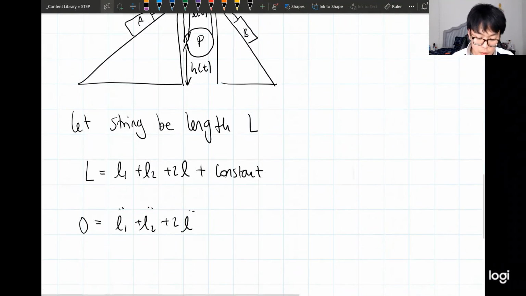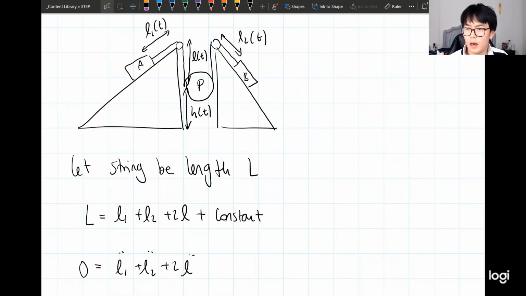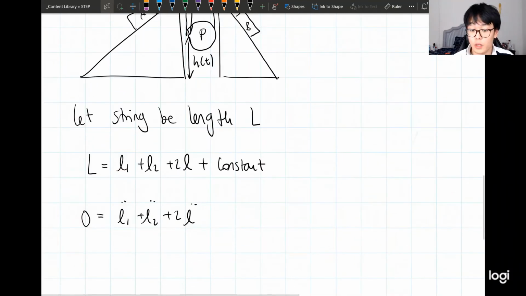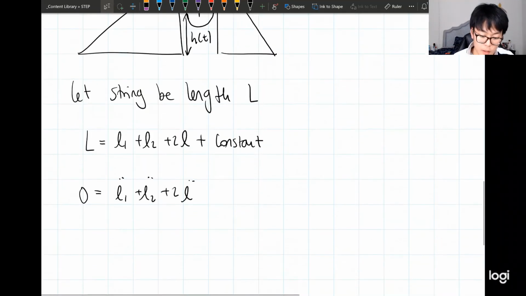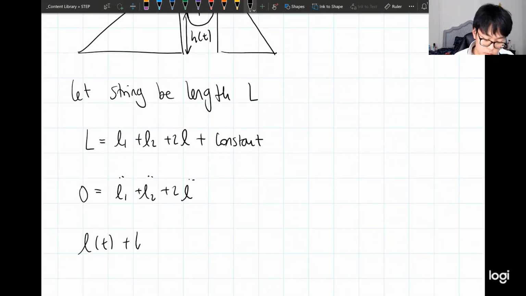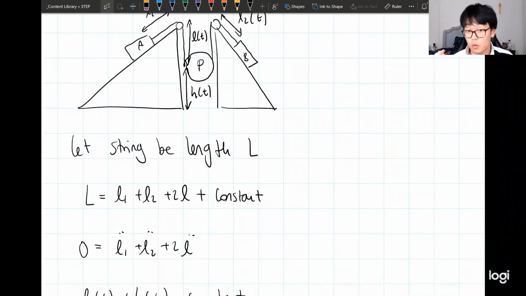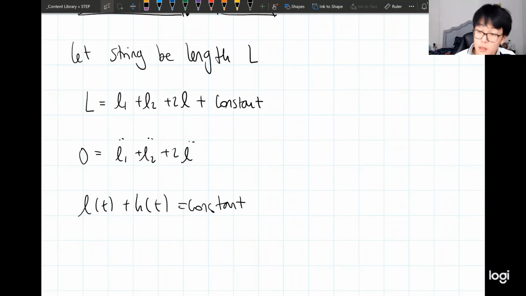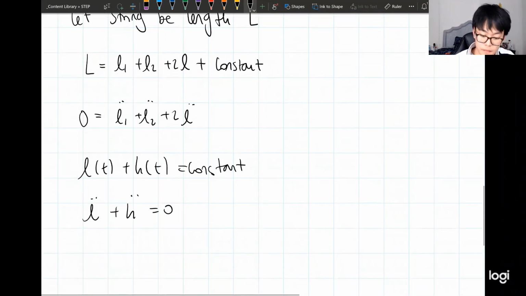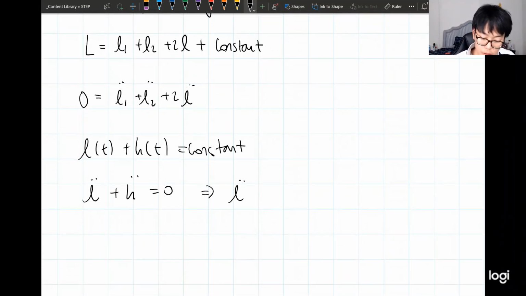Now another thing we want to talk about is that these two ramps are of fixed height. So there is another constant we can make use of, and that is L of T plus H of T. Because the heights of these two ramps are constant, L of T plus H of T must be equal at all times. And so let's do the same trick. If we differentiate it with respect to time twice, we get the following. So this means that L double dot is therefore minus H double dot. And if we plug it into our previous equation, we get the following relation.